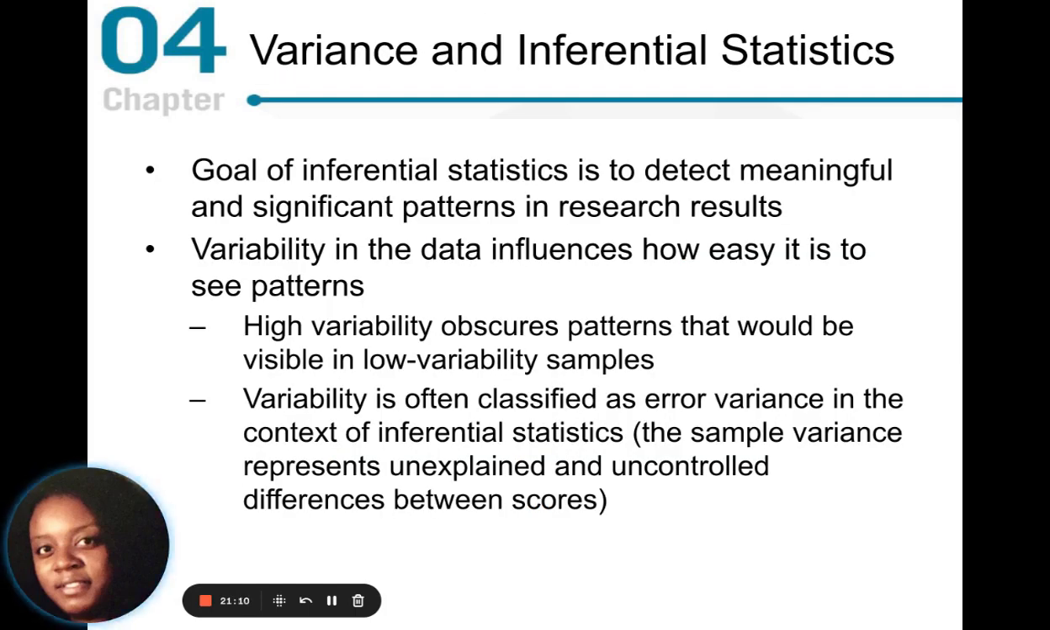When it comes to variance in inferential statistics, the goal of inferential statistics is always to detect meaningful and significant patterns in research results. That variability in data is going to influence how easy it is to see patterns. If we have high variability, it can obstruct patterns that would be visible in low variability samples. And variability is often classified as error variance in the context of inferential statistics, which tells us the sample variance represents unexplained and uncontrolled differences between those scores.